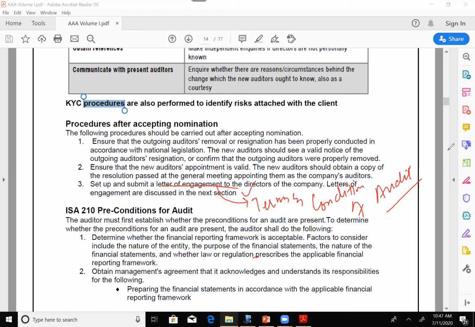Now we have been formally appointed as auditor. The previous auditor has been removed. Now, as an auditor, we must make sure that whatever legal formalities the relevant laws require, maybe the company's law, maybe some other law, are done. If an auditor is removed, some notices have to be sent to certain parties. If an auditor is appointed, some notices have to be sent, or any other legal formalities regarding removal of the previous auditor and regarding the new auditor. All the notices should have been sent, and all the valid legal process should be done. So these are procedures after accepting appointment.